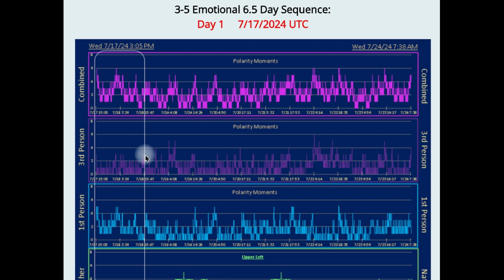All right, that's enough about the polarity moments here. We don't have a ton to be concerned about. This is a code yellow, not a code red. It's not high alert, but it's definitely going to need your attention.